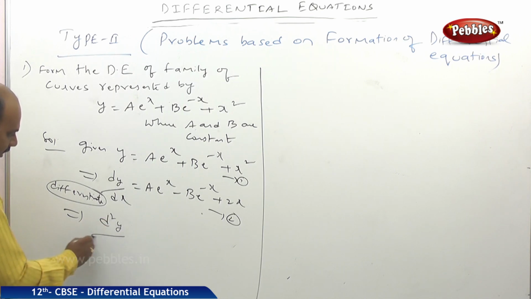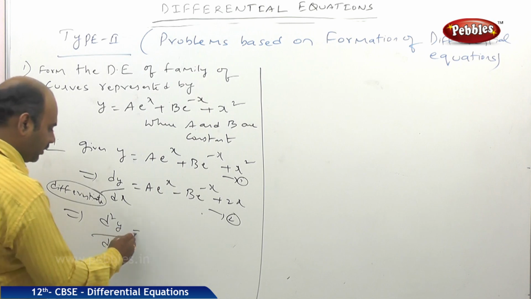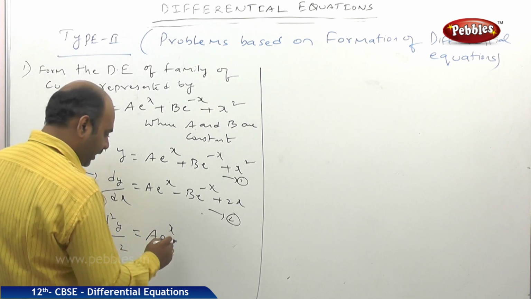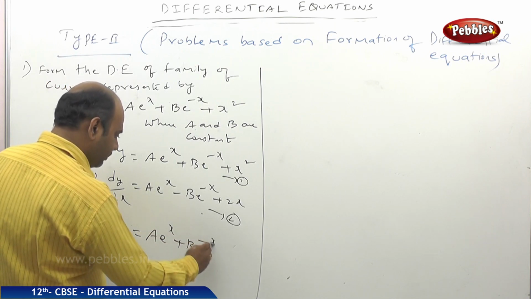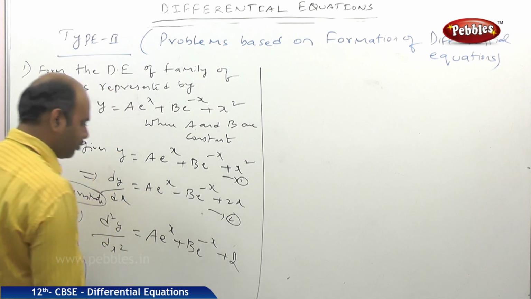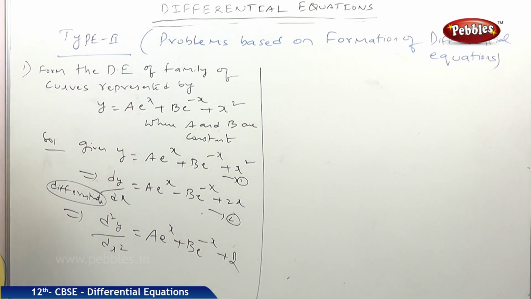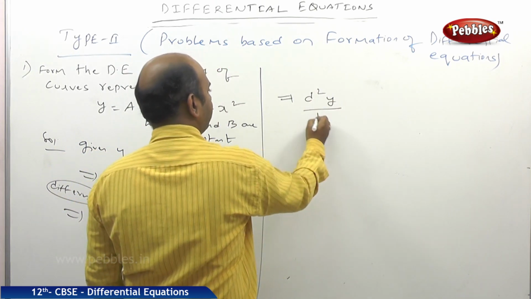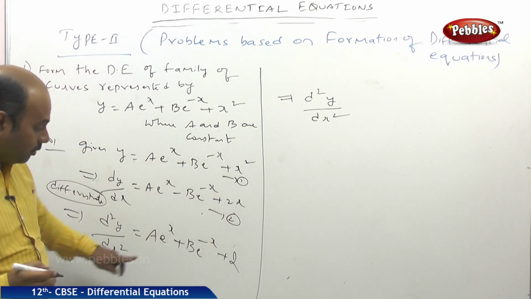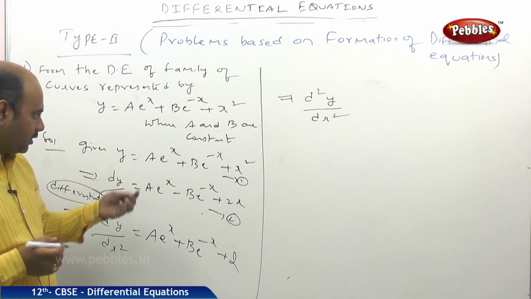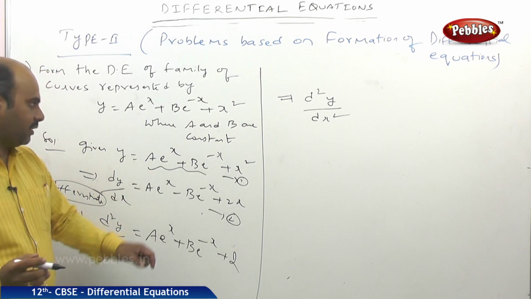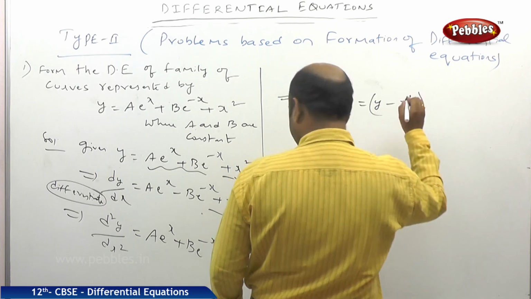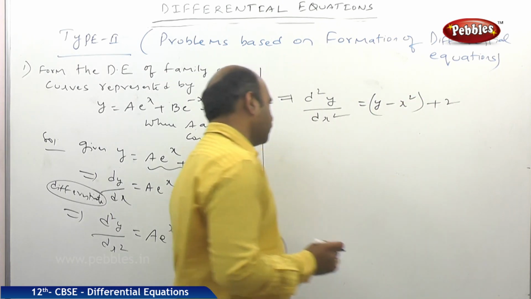So here we will be getting the second order derivative d square y by dx square equals a e power x, and again differentiating, b e power minus x, and this becomes 2. So very beautifully we got it. Now a e power x plus b e power minus x, in place of this I can write y minus x square. That is d square y by dx square equals y minus x square plus 2.